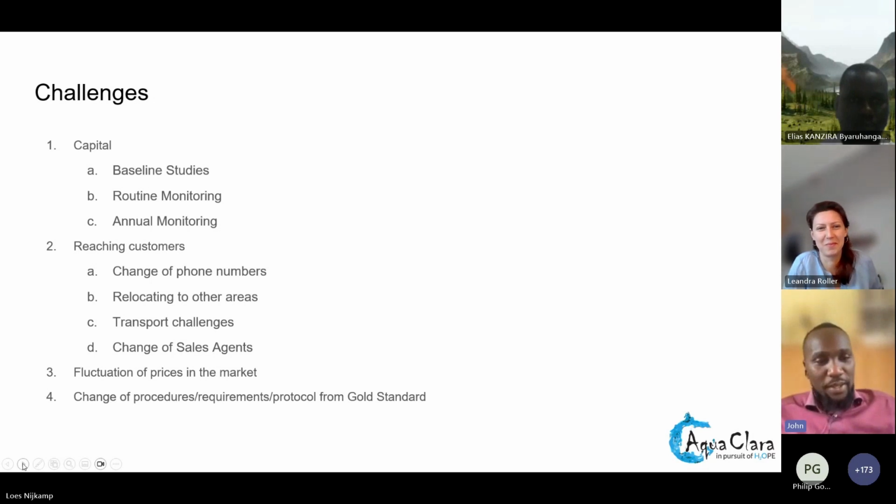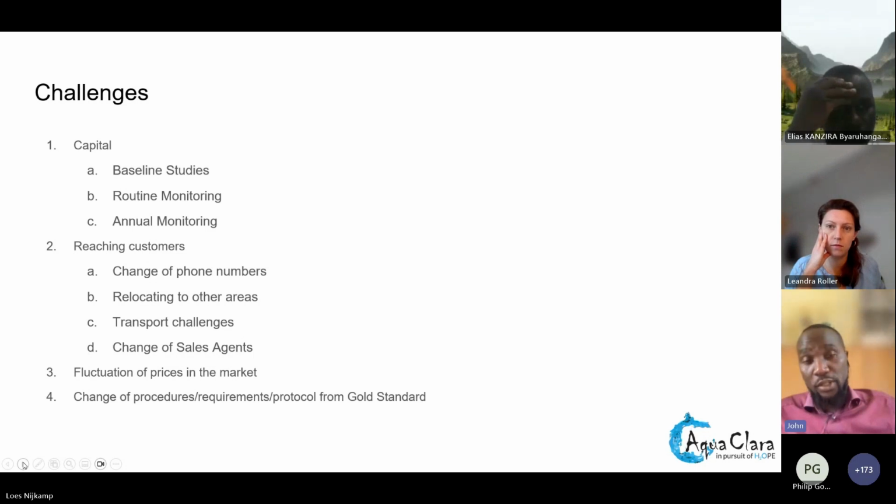Challenges, quite a few of them. Again, I won't get into that too much. I talked about fluctuation of prices in the market, so that's something you have to work against sometimes: how do you ensure that your business is not going to suffer if the prices change significantly, as they sometimes do.